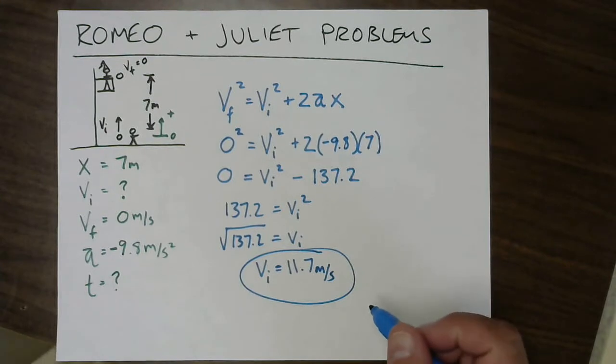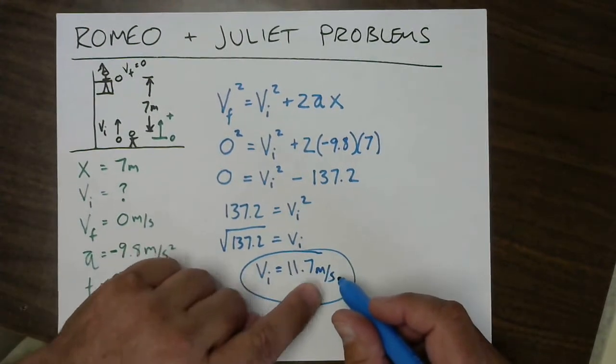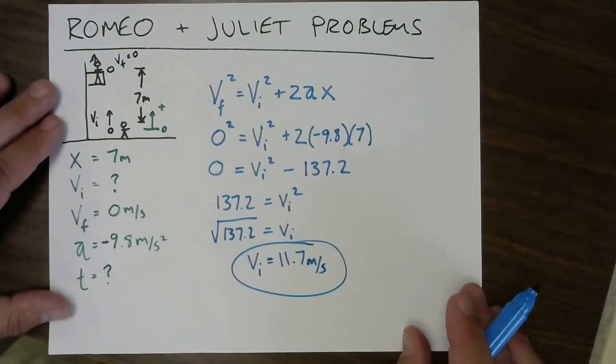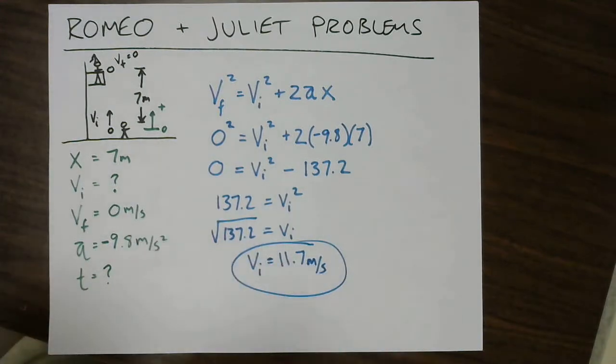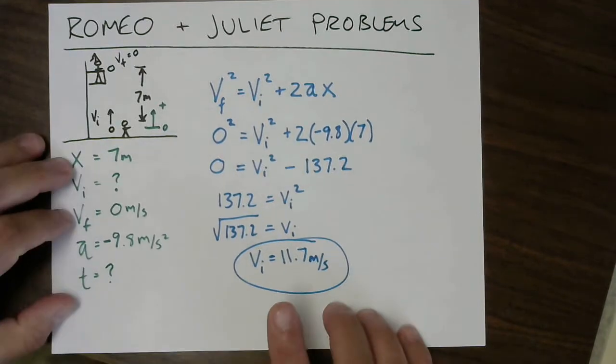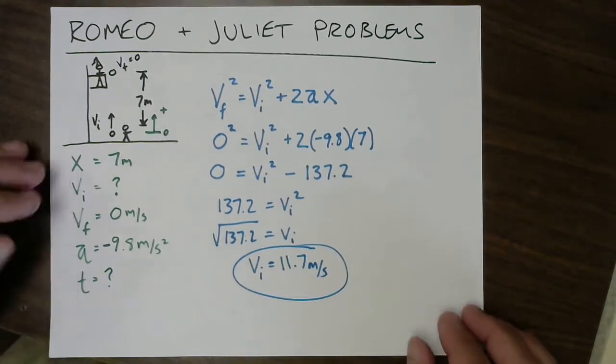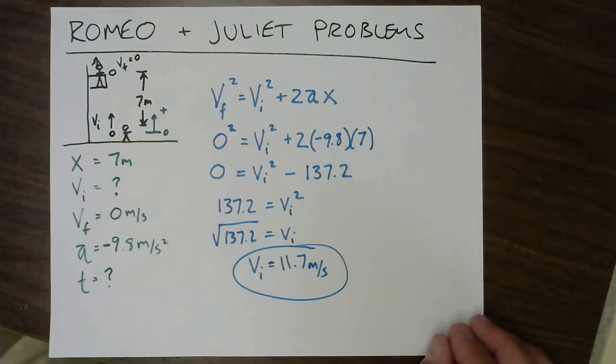Now I've done everything, including putting the units on the answer. I've done all 5 steps with one exception, and that is, does this answer make sense? Is it possible for a human being to throw a rock into the air at 11.7 meters per second? I'm going to wait until somebody has an opinion about that and tells me.